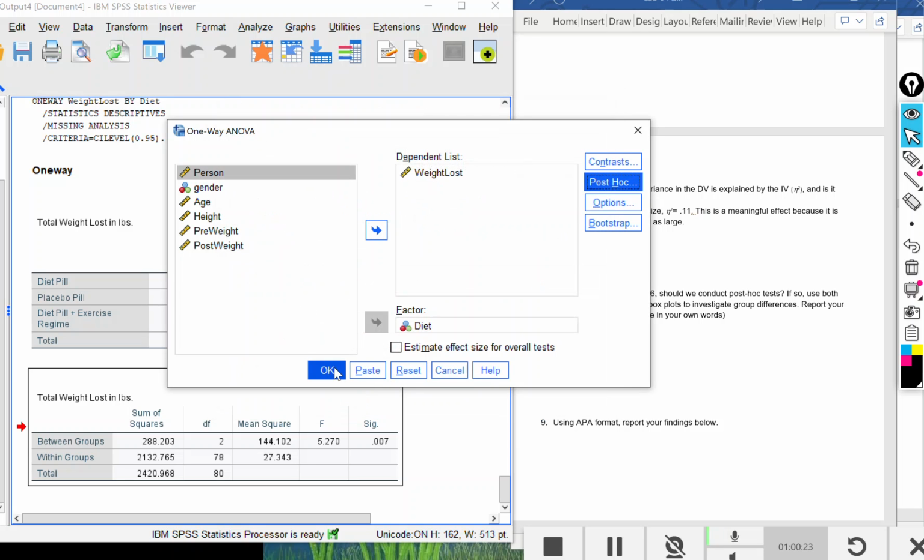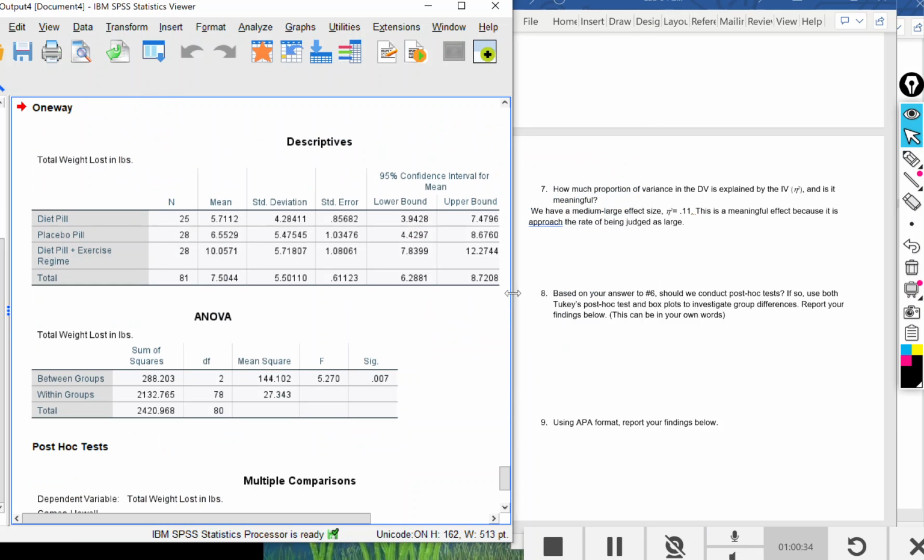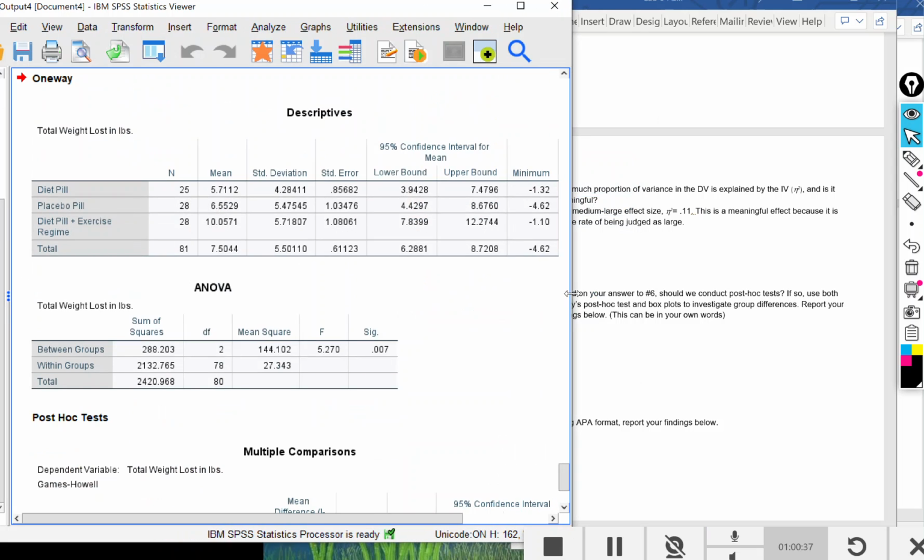So let's go ahead and check the post hoc, because now we know that there's a difference between the groups, but we want to know where the difference lies and what that means. So here's what we have here. We have our diet pill, placebo pill, and exercise plus regime pill. And here are their means, here are their standard deviations. As we saw in the previous section, I think this is all information that's quite review.